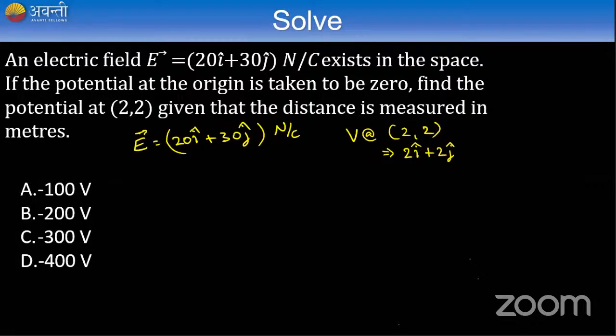So V at (2, 2), this is nothing but my r. This is nothing but my distance, the location at which I have to find. So I'll consider this in meters: 2 i cap plus 2 j cap meters. Now try to solve this, guys. Try to solve this question.